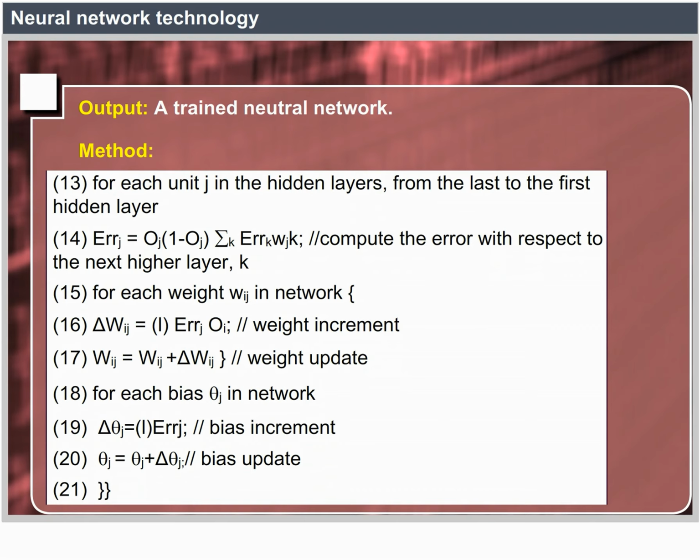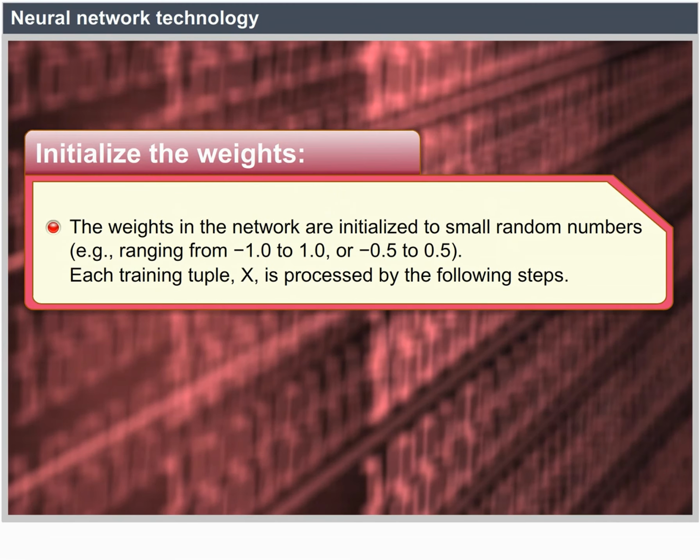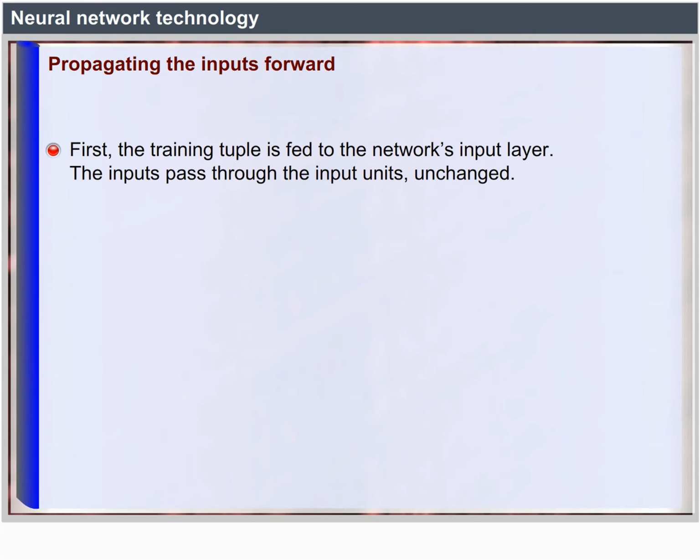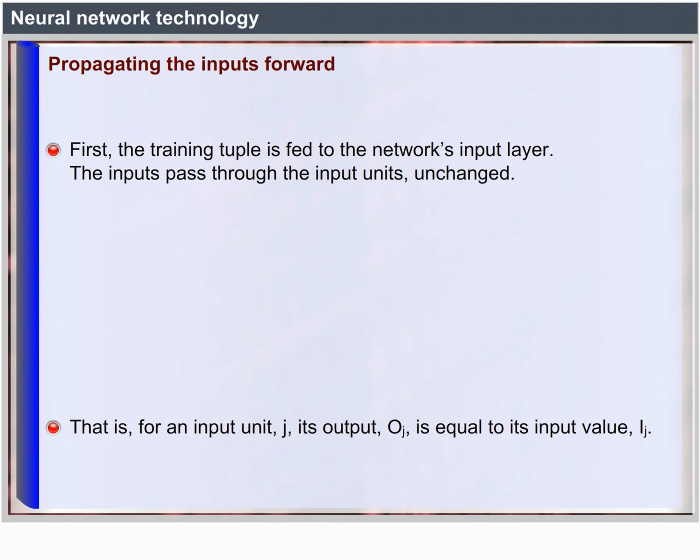Initialize the weights. The weights in the network are initialized to small random numbers, for example, ranging from -1 to 1 or -0.5 to 0.5. Each training tuple X is processed by the following steps. Propagate the inputs forward. First, the training tuple is fed to the network's input layer. The inputs pass through the input units unchanged. That is, for an input unit j, its output Oj is equal to its input value Ij.